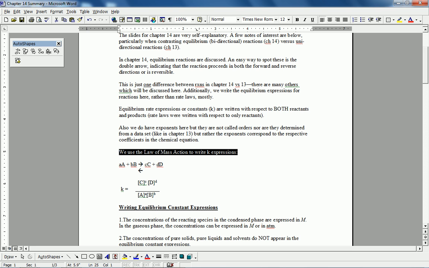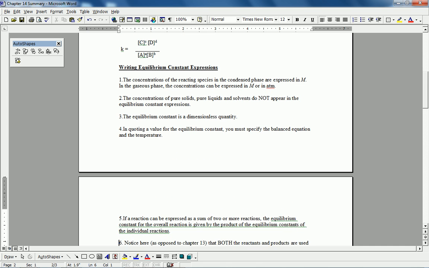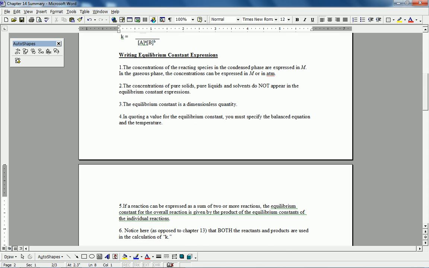So products over reactants, products concentrations times one another over reactant concentrations times one another, and the exponents here are actually just your coefficients. So again, there is yet another difference here in equilibrium reactions, where your coefficients indeed do become your exponents. There is no need to look again at a data set and analyze it in order to determine the exponents or the orders of the reaction. The exponents simply are your coefficients. So here are some guidelines in writing your equilibrium constant expressions.